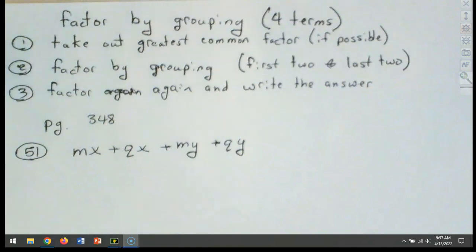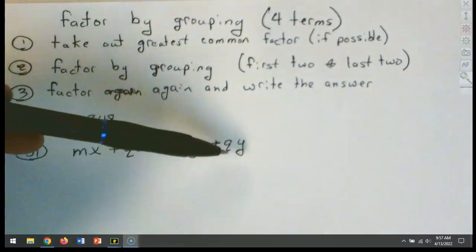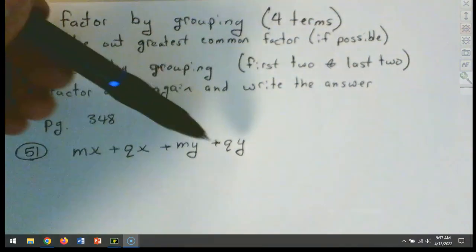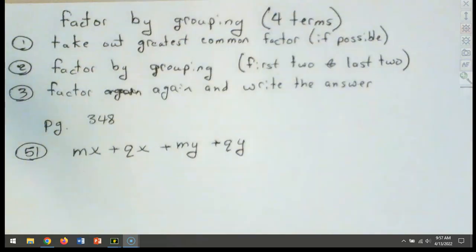Now the first step, you may or may not have a common factor. In this case, we don't have a common factor, do we? Because not all of them have m's, not all of them have y's, not all of them have x's or q's. So nothing comes out. Now, if they all would have had a 3, you would be able to take out a 3. You always have to do that first. In this case, though, nothing comes out. Always, though, check it first.